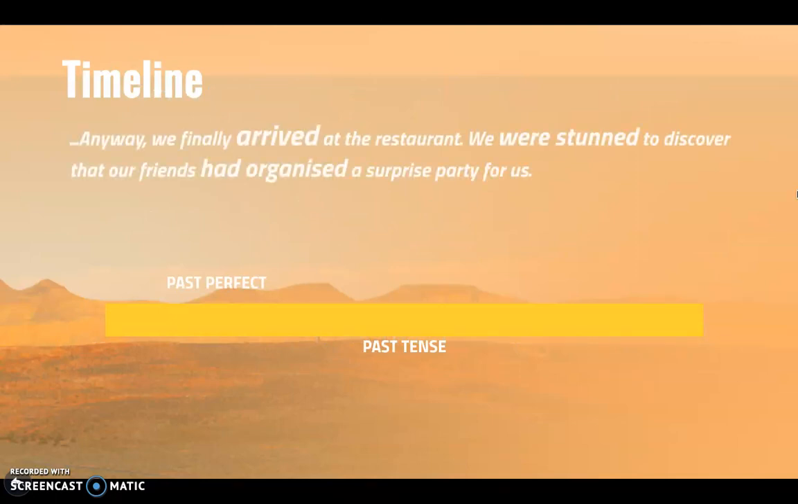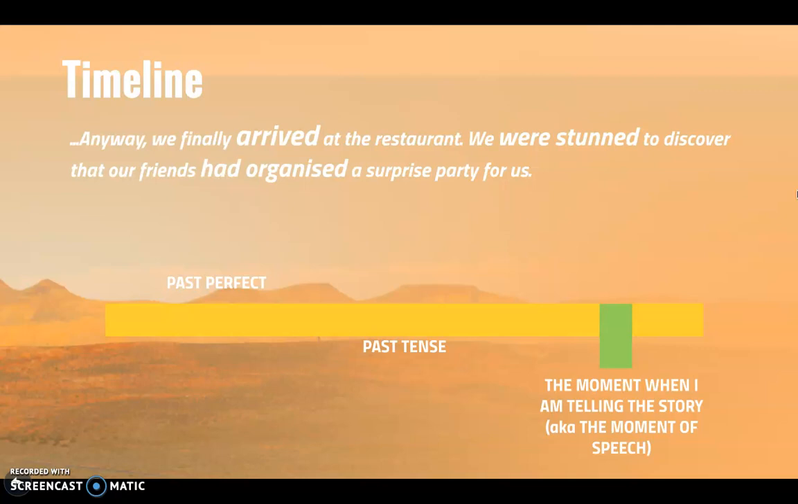So, the moment of speech is the moment in the present when somebody says something, right? The moment of speech does not appear in the sentence. It's the actual act of talking. But you have the past tense, and the past tense can be seen in two of the three actions that we have here. It's the moment we arrived at the restaurant and the fact that we were stunned, we were surprised by what our friends had done. Now, both of these actions happen, we could say, simultaneously, so at the same time. In the past, we stepped into the restaurant, boom, we were surprised.